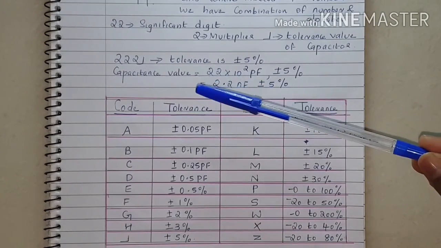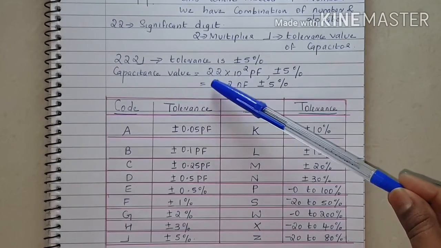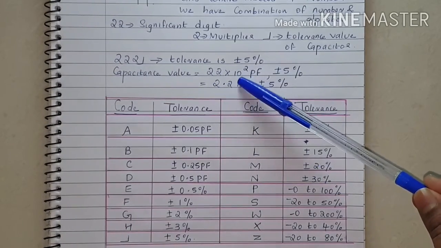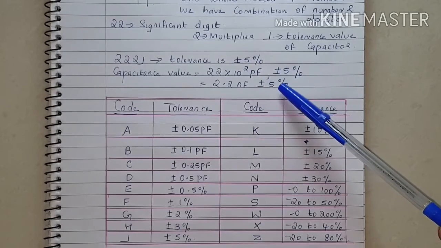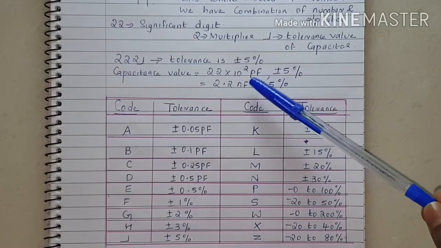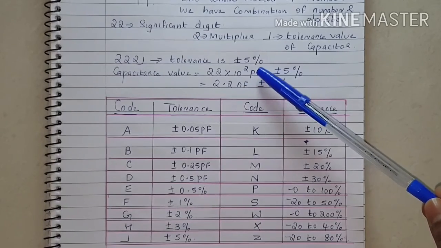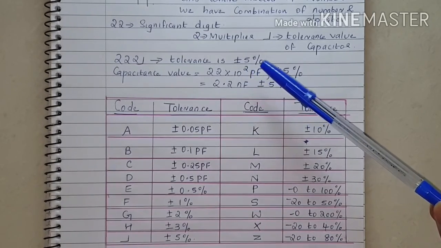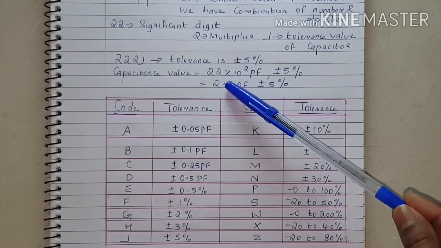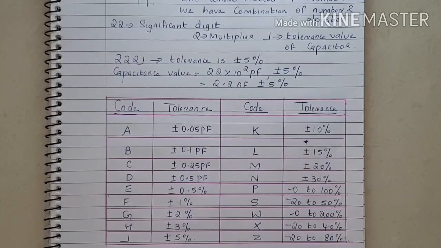So the capacitance value for the given capacitor 222J is: the first 2 digits indicate the significant digits, that is 22, into the third one which indicates the multiplier, so 10 raised to 2 picofarad with a tolerance for J of plus or minus 5%. We can write it in terms of nanofarad, that is pico means 10 raised to minus 12, minus 12 and 2 makes it 10 raised to minus 10. In order to make it 10 raised to minus 9, moving one decimal towards the left side, that is 2.2 nanofarad with a tolerance of plus or minus 5%.